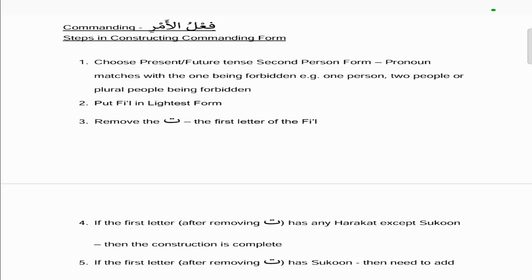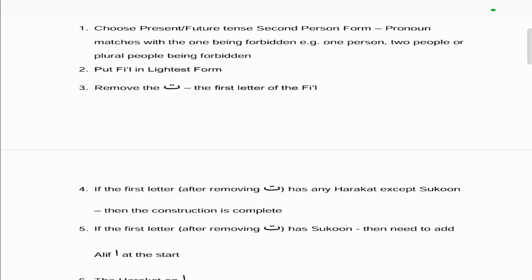So the first thing is we choose the present tense second person form, the pronoun that matches whoever we're trying to command. So if we're commanding a single masculine, then it's anta. If it's two people, or a group of people, whether masculine or feminine, we have to choose the right present tense form. Then the second thing is we put the fi'l in the lightest form. And then the third thing is that we remove the ta, which is the first letter of the fi'l. So the first letter of the fi'l will have a ta on it, and then we remove that ta.